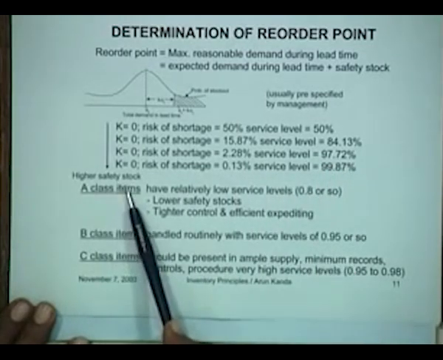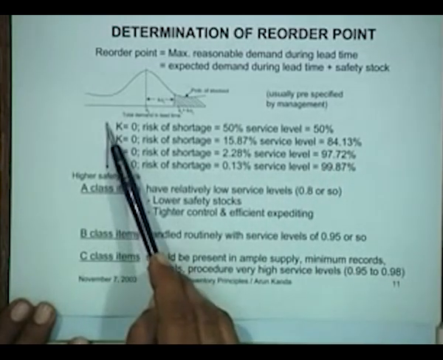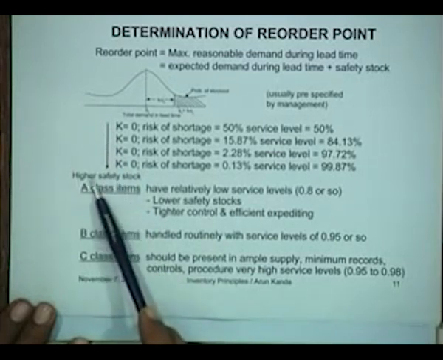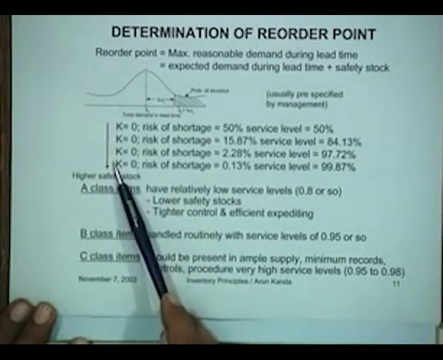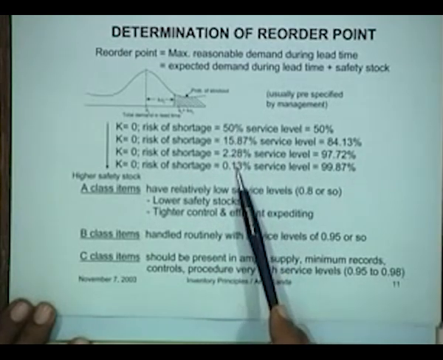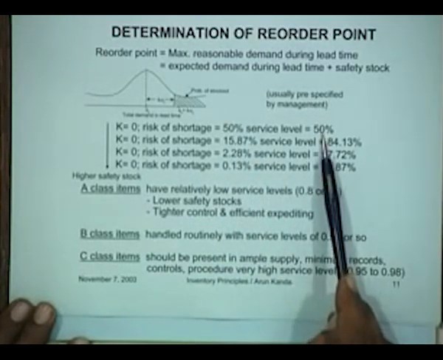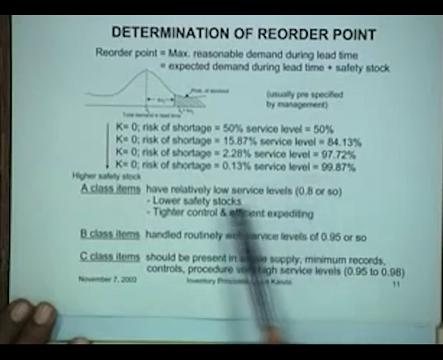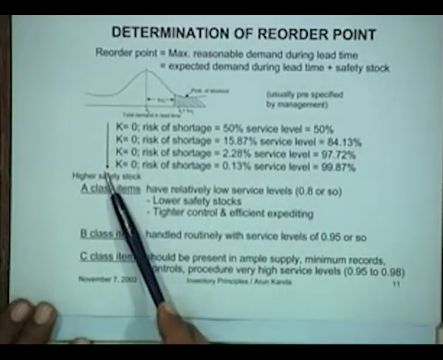Now, what we are therefore trying to say is that this should be the region in which you will be keeping higher safety stocks. So if you want to have a smaller and smaller risk of shortage, which means a higher level of service level, then you'll have to keep higher safety stocks.